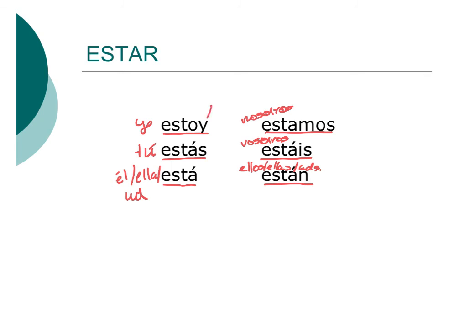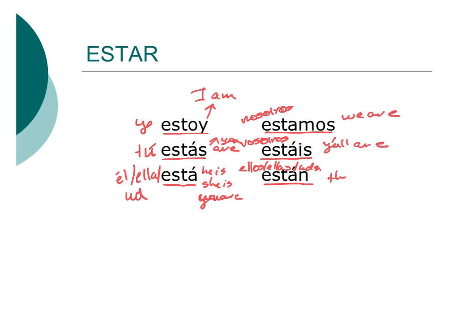Okay, so this means I am, this means you are, remember singular you, singular are. This can mean he is, she is, or you, usted, are. This means we are. Estáis means y'all are. Remember that this is that form of y'all that's used mostly in Spain. And then this one is they are, or y'all are, in that other form that would be understood just about anywhere in the world.